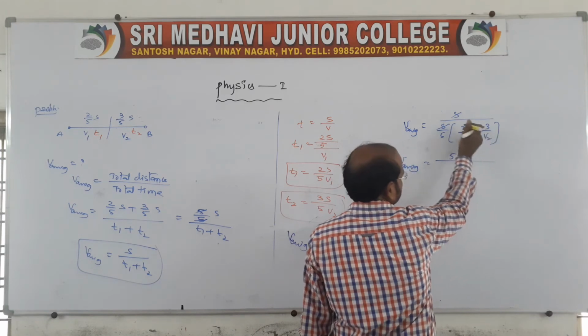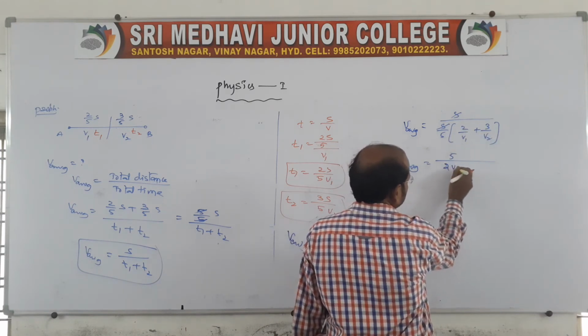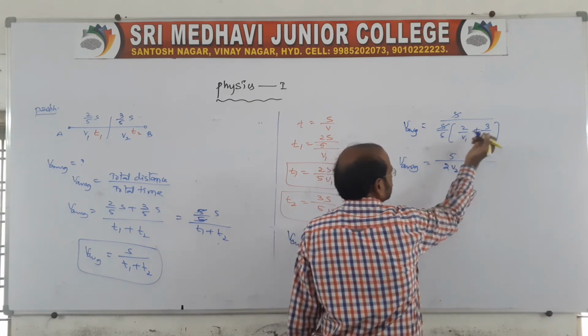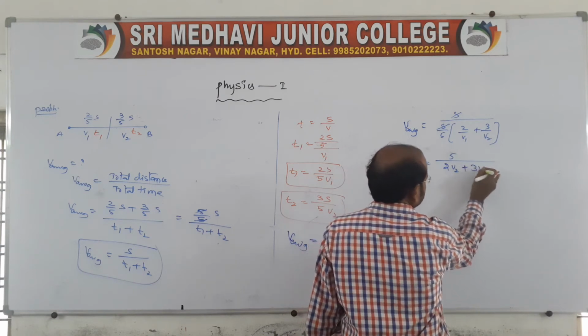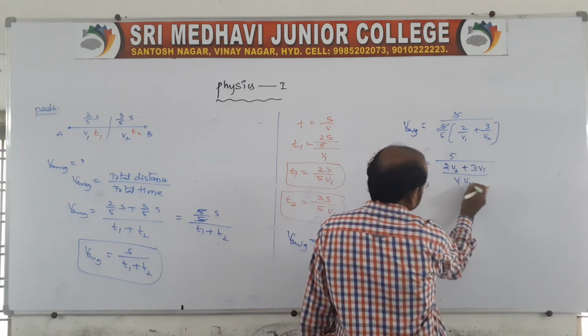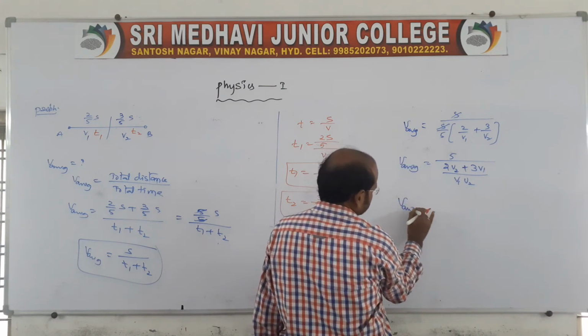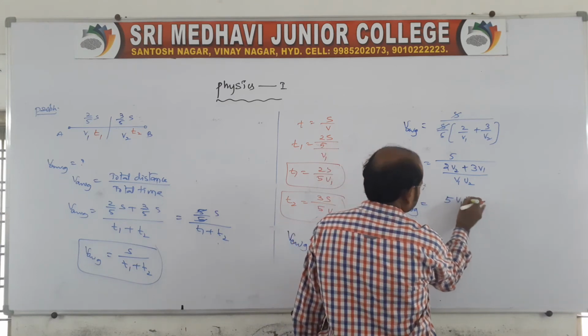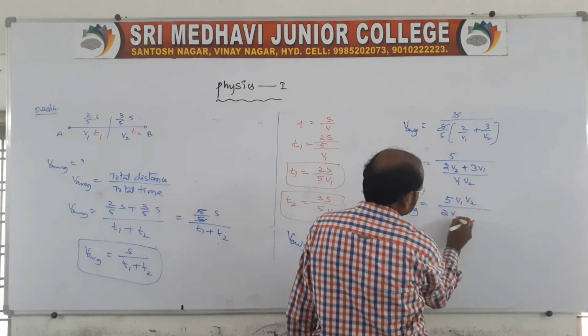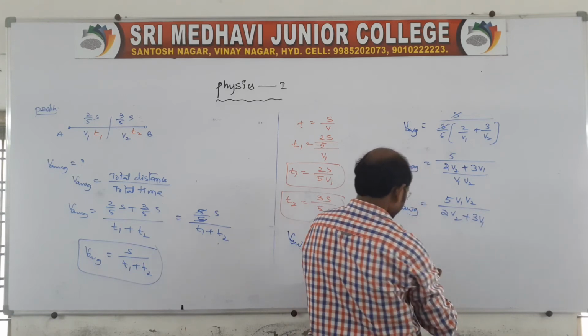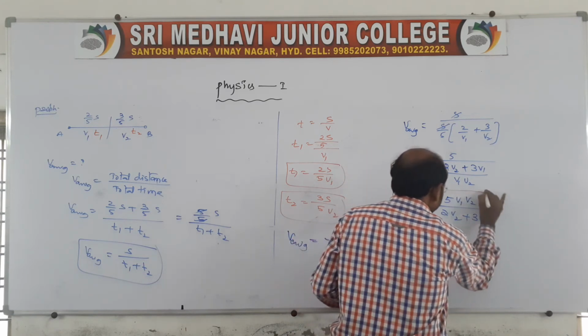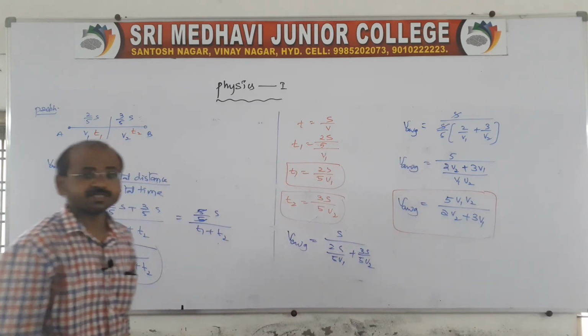You take the LCM, again you multiply like this, 2v2 you multiply with this and you multiply with this, plus 3v1 by v1 v2. So average speed is equal to 5v1 v2 by 2v2 plus 3v1. This is the way we have to calculate the average speed.